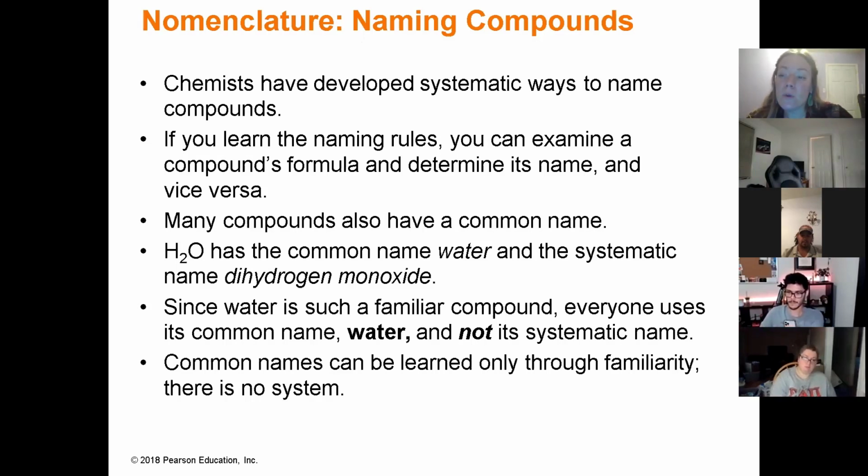So many compounds will also have a common name, like H2O. Its common name is water. Okay, its systematic name is dihydrogen monoxide. Water, you do need to know H2O's common name is water. But for the rest of them, you don't need to know their common names. You will just need to know how to name them through the nomenclature system that I teach you.